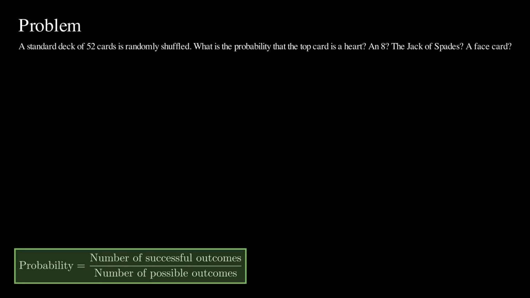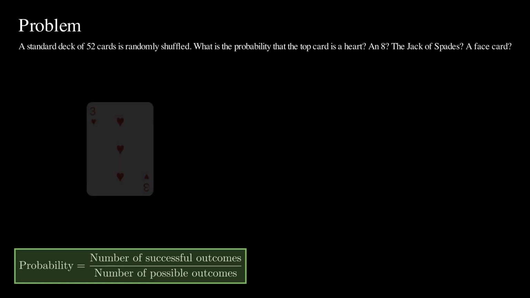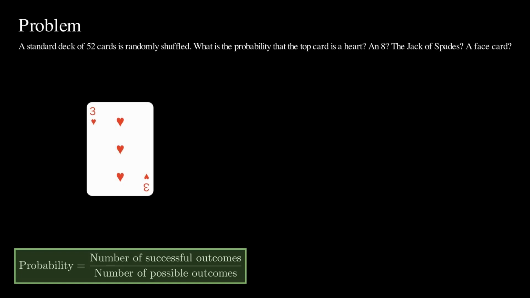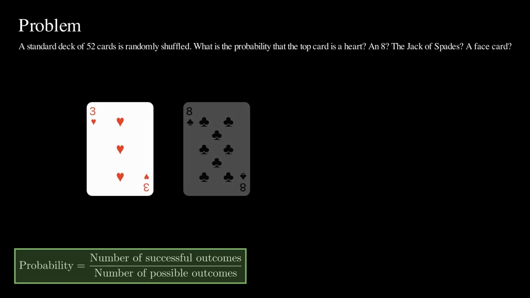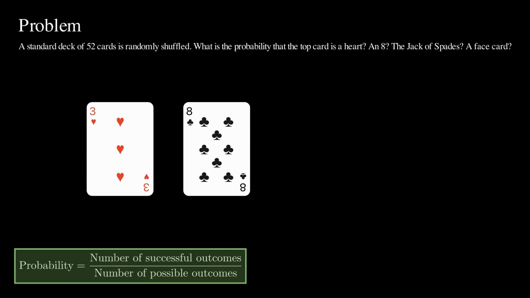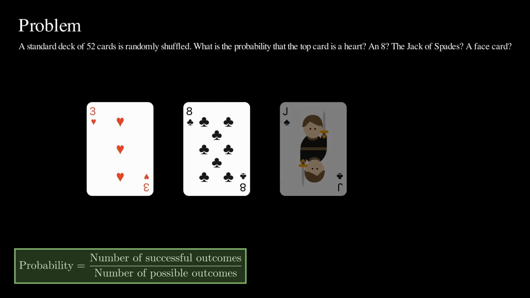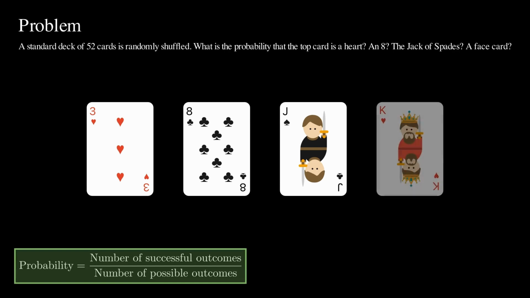So it's just one problem, but there are four parts to it. We have a randomly shuffled deck of cards. We're going to calculate the probability that the top card is a heart, like this 3 of hearts here, or even an 8, like this 8 of clubs. Also drawing the jack of spades, and finally drawing a face card like this king of hearts.